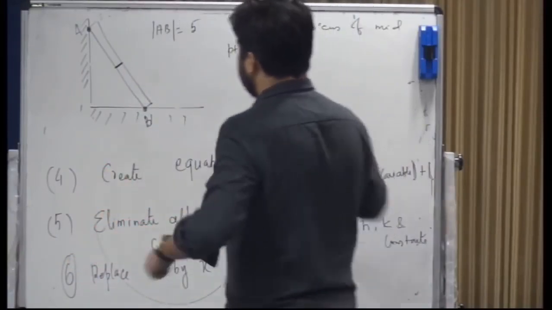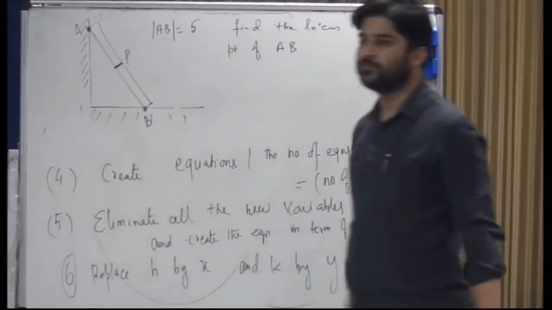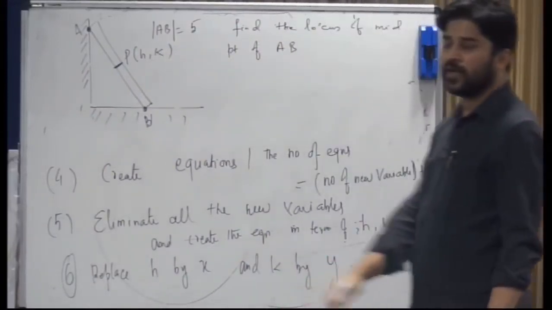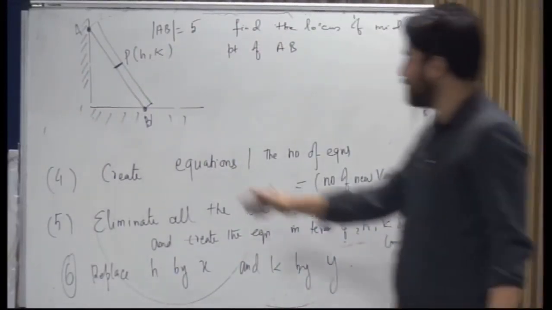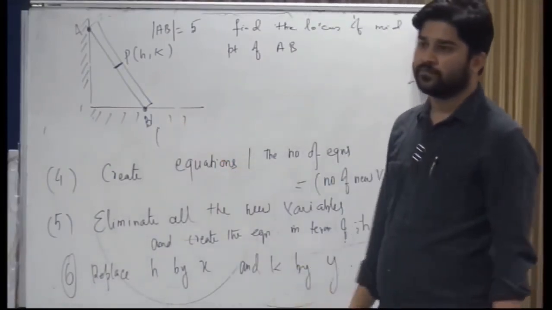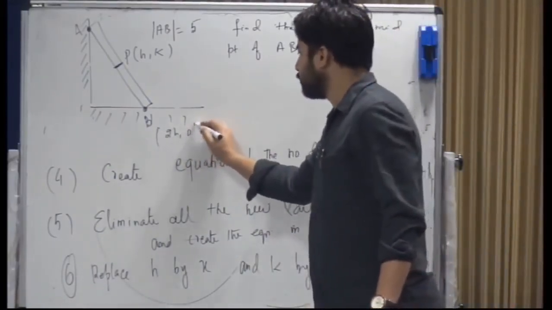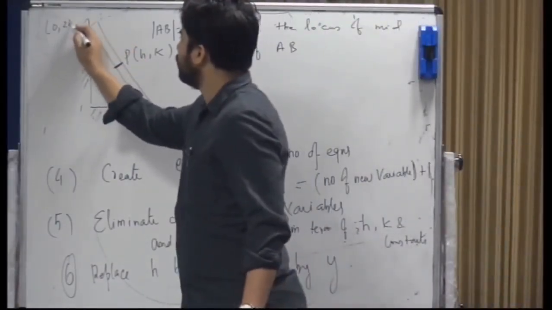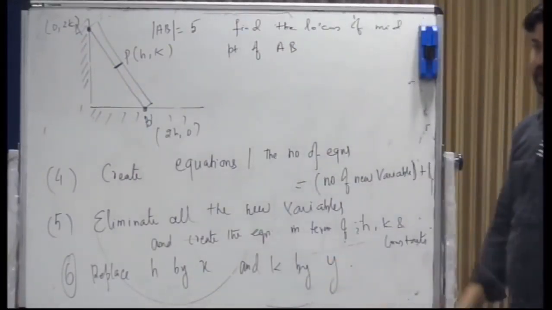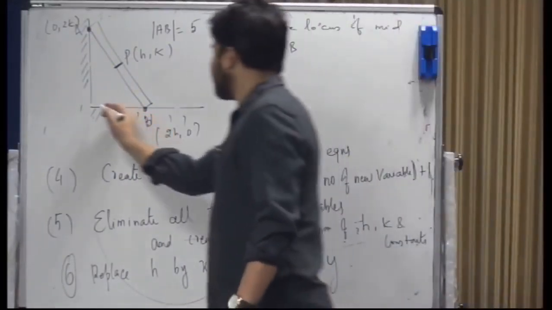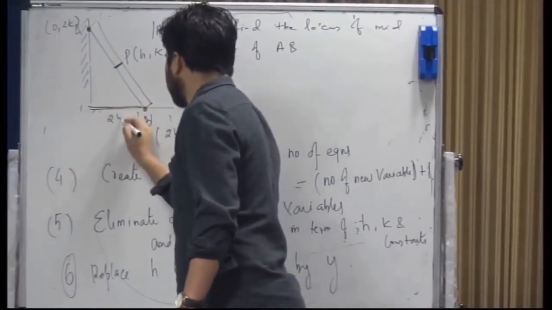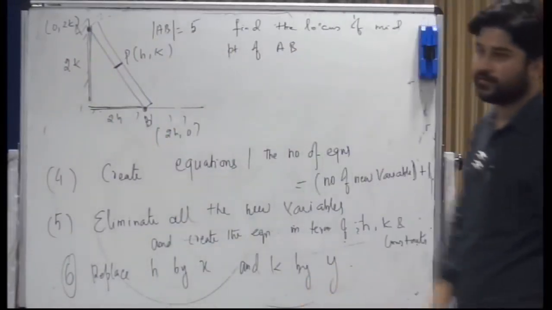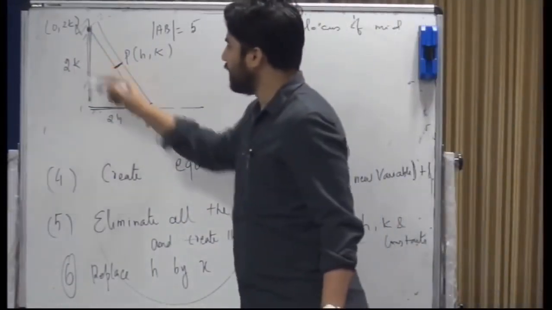So how to go for it? Let the moving point P be h comma k. Using the midpoint formula, what can I say about B? 2h comma 0, and A is 0 comma 2k, right? Right or wrong? I definitely say this is 2h and this is 2k, right? Now this is not making any sense to me.